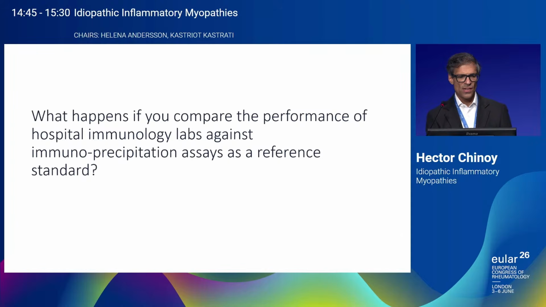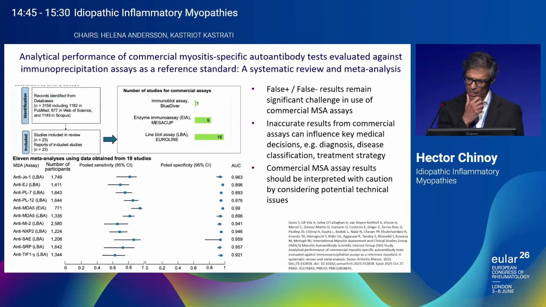Okay, so then what happens if you compare the performance of hospital immunology labs against immunoprecipitation assays as a reference standard? And this is a meta-analysis that was published last December. This was a huge project undertaken and coordinated by Takehisa Gono. We started off with about 3,000 studies and then whittled them down into 23, and a meta-analysis was performed for antibodies which were available.